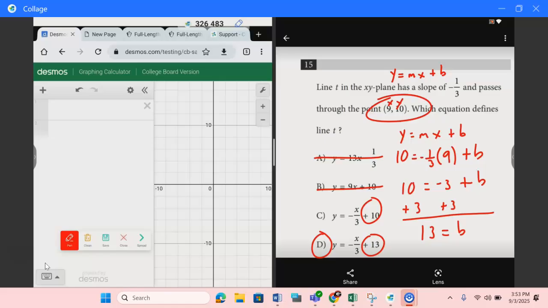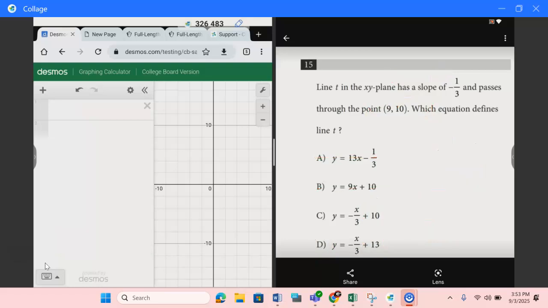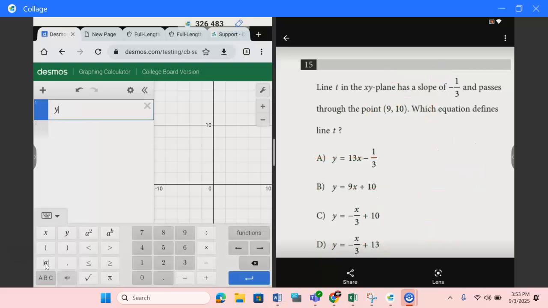Of course, alternatively, what you could have done is simply go to Desmos. There's so much you can do just on Desmos. I'll show you here just to be thorough. y equals -x divided by 3, and we're going to add 13.